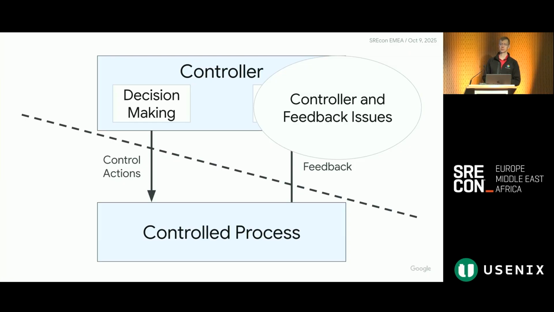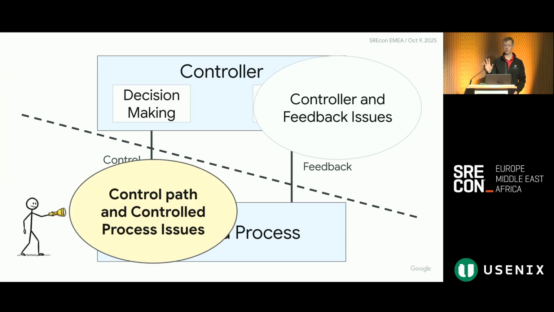Okay, we've shown you examples of scenario questions for controller and feedback issues. With those questions, you can work with the system experts to anticipate loss scenarios. But again, we've only covered half the control structure. And to make sure we've captured all the possible types of scenarios, we need to analyze control path and control process issues. I'm going to hand it over to Ruben to do that.